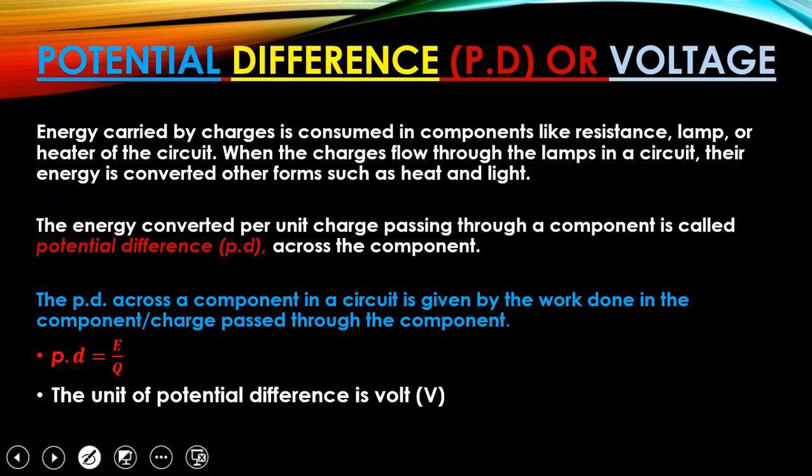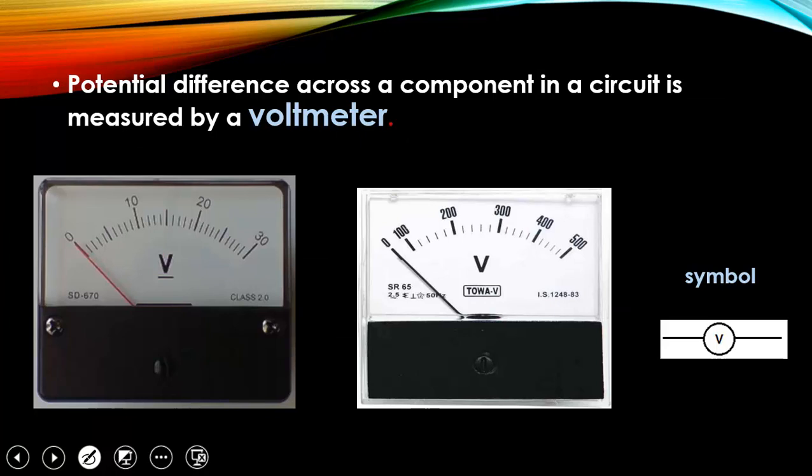So the potential difference across a component in the circuit is given by the work done in the component divided by the charge passed through the component. Potential difference equals E divided by Q. The unit of potential difference is the volt. This is the voltmeter. It is the device used to determine the value of potential difference.